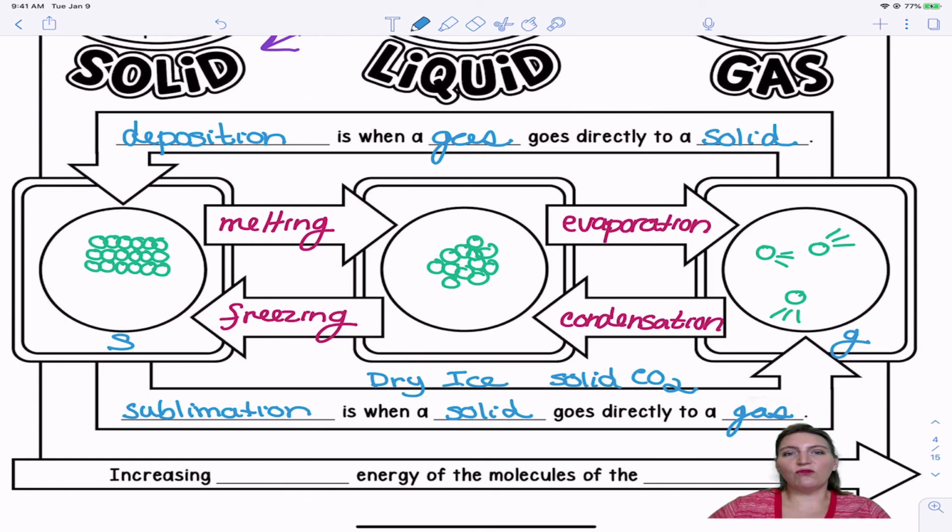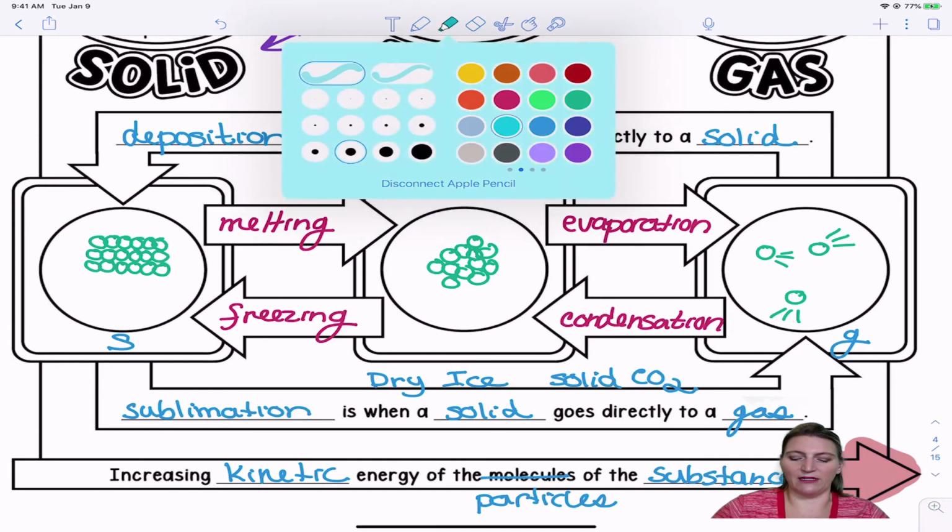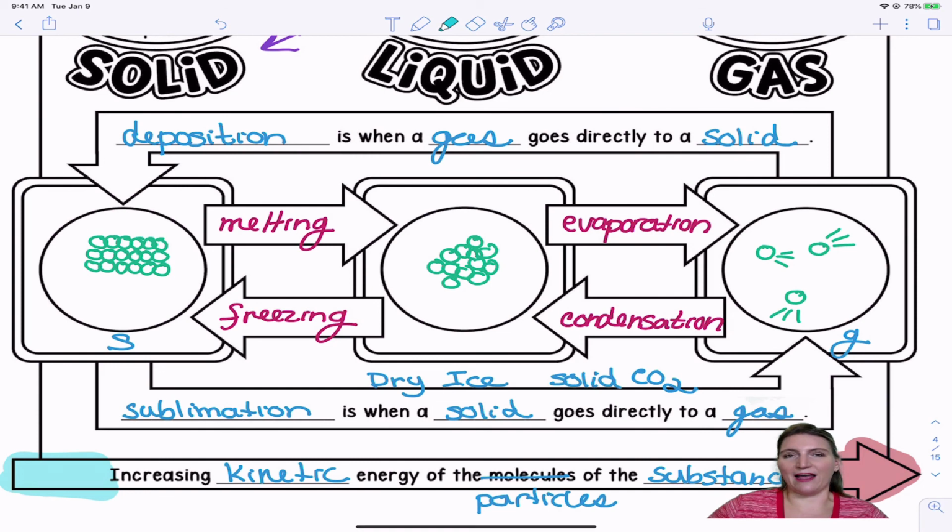Okay? And again, just as a review, what makes these changes occur? We know that increasing the kinetic energy of the molecules or particles of the substance does. Look at that arrow there. You know that on the right-hand side you have a gas. So I'm just putting that as red to kind of symbolize hot, whereas in the gas it's cold, in the solid it's colder. I just symbolize that with blue.